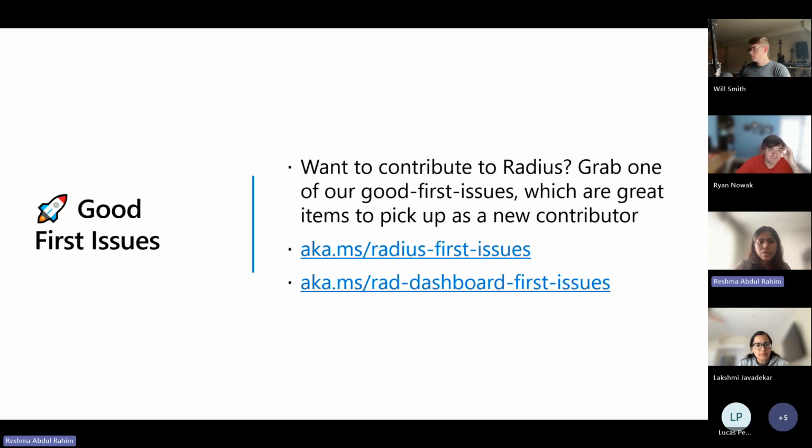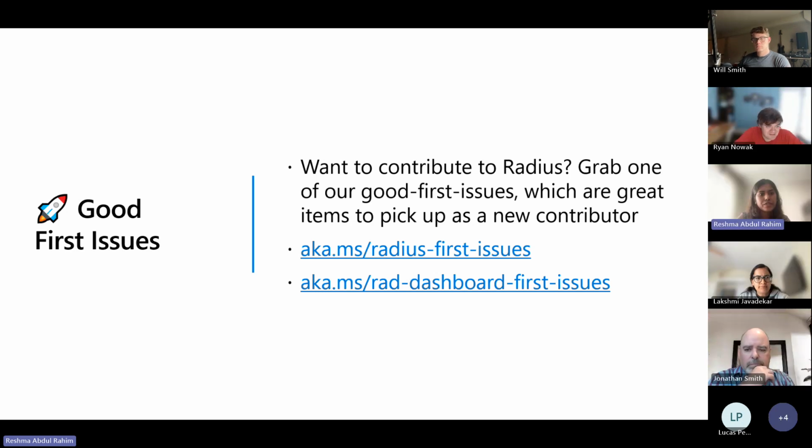Now, speaking about contributing, we wanted to highlight some of the good first issues that we put together and added to a short link here. If you're somebody new who wants to get started with contributing to Radius, good first issues are a way to get started. The first link covers the good first issues from all the repositories in Radius, covering all the components from the CLI to the internal microservices within Radius.